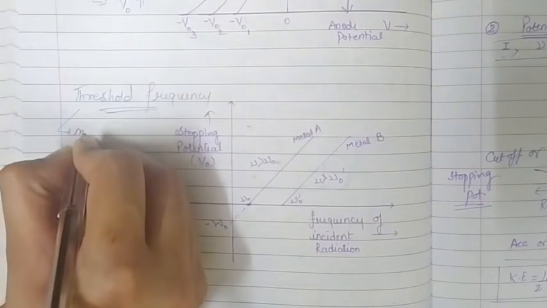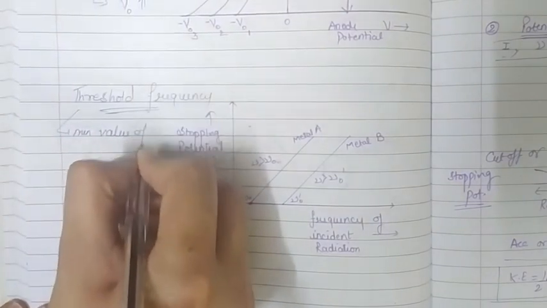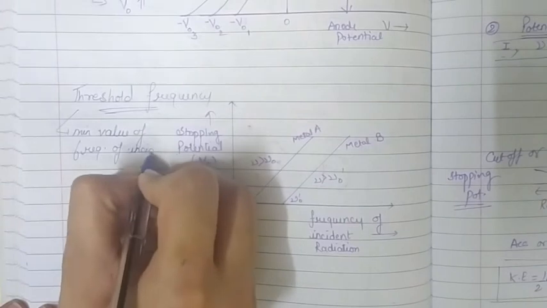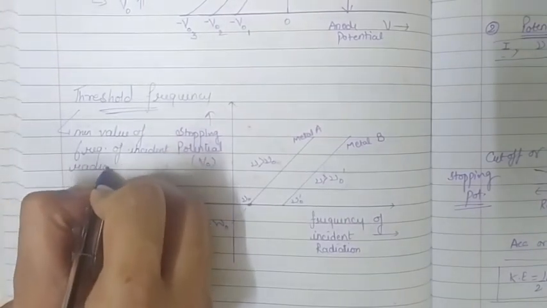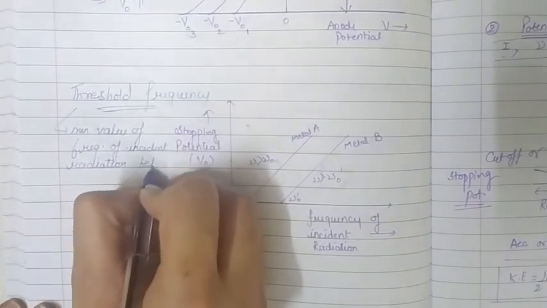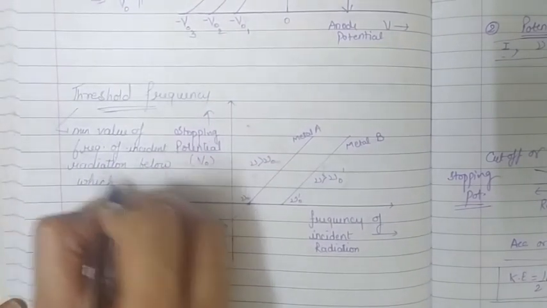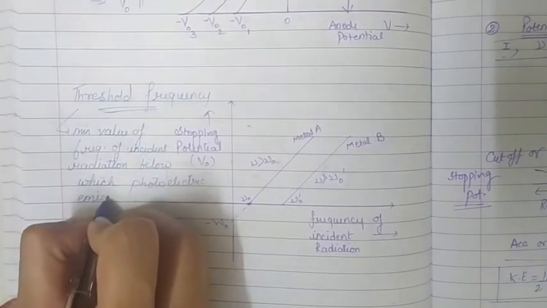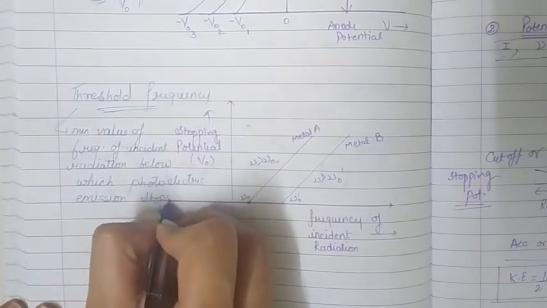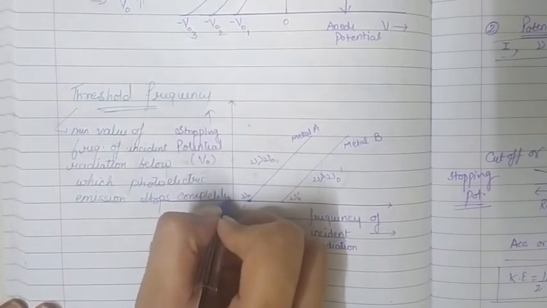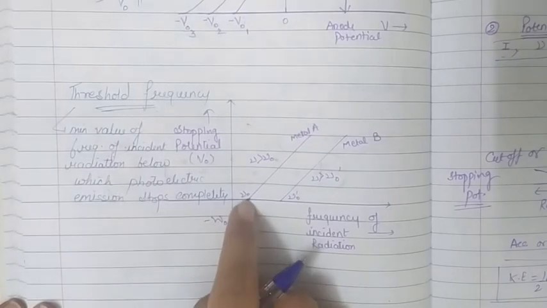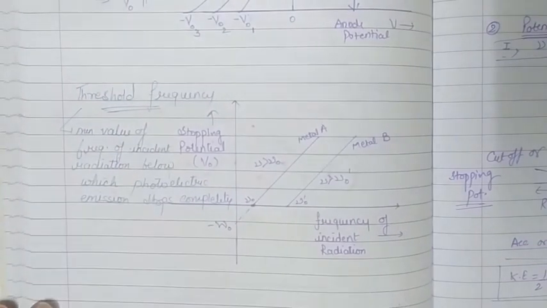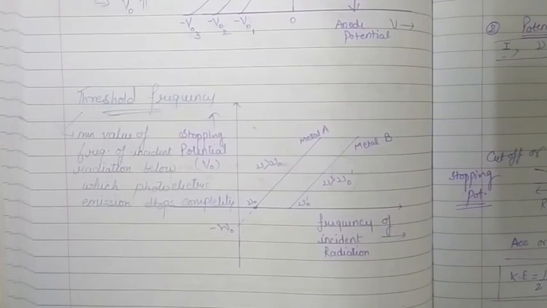So threshold frequency is the minimum value of frequency of incident radiation below which photoelectric emission stops completely, right? Below this point there is no photoelectric emission, and this frequency for this metal is called threshold frequency, and it will vary for different metals. So for different metals the value of threshold frequency will be different.